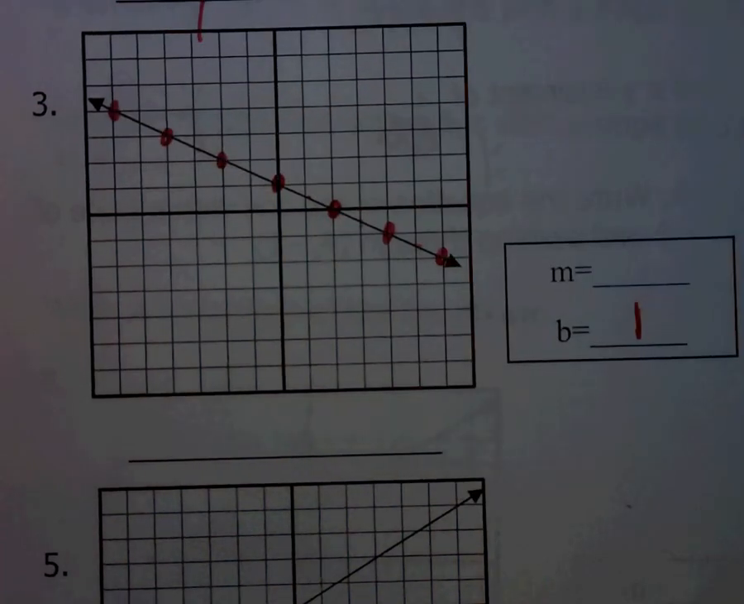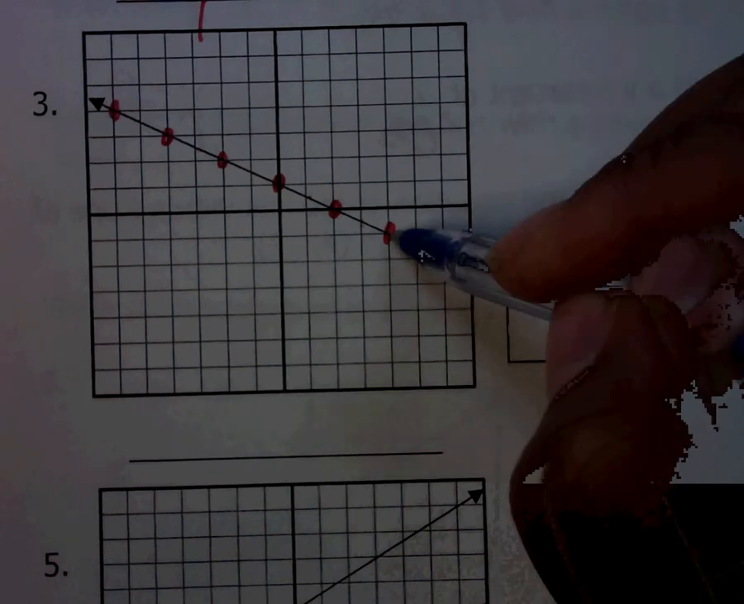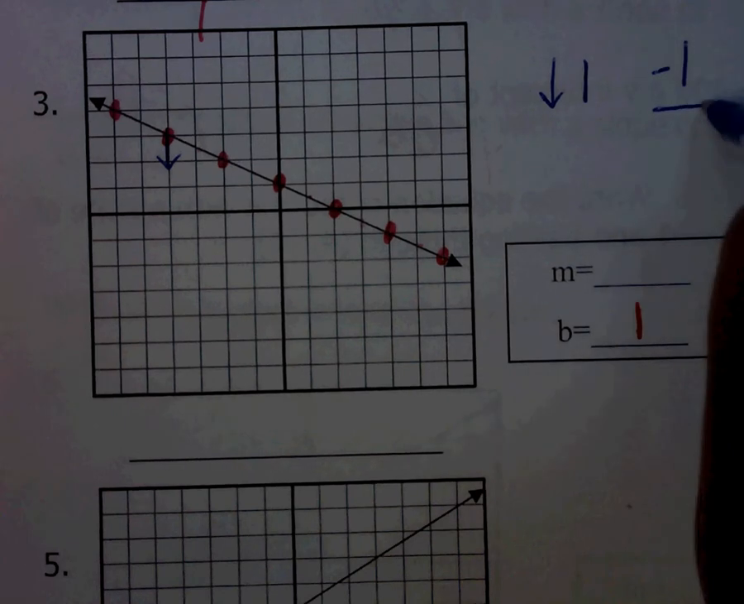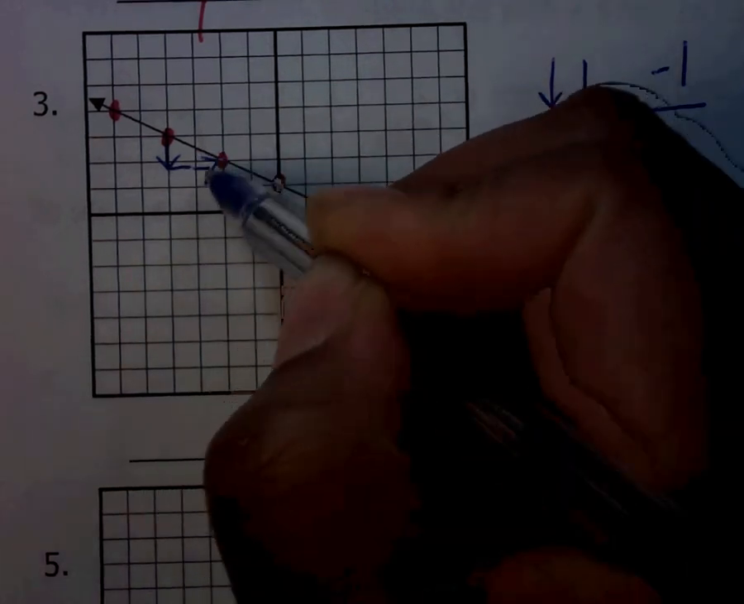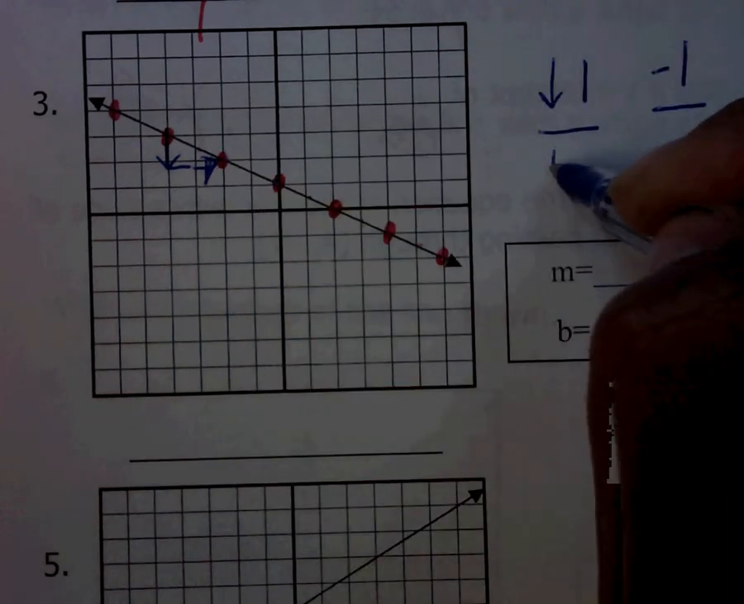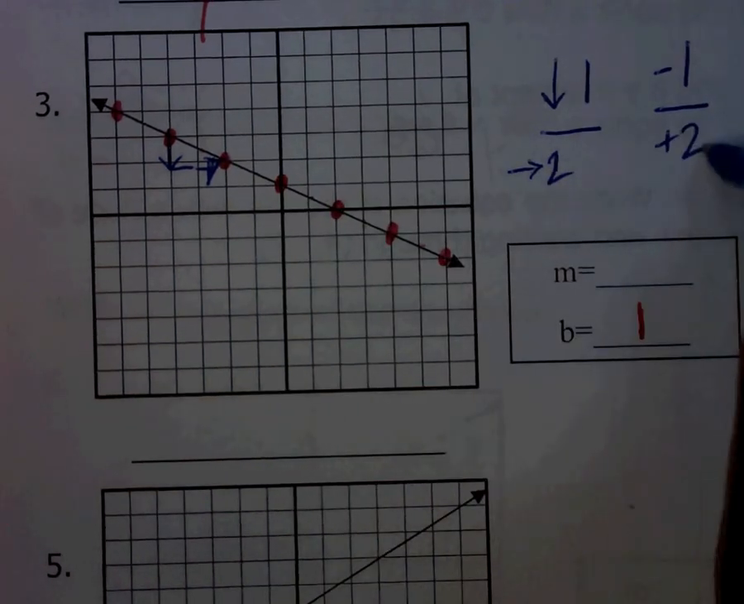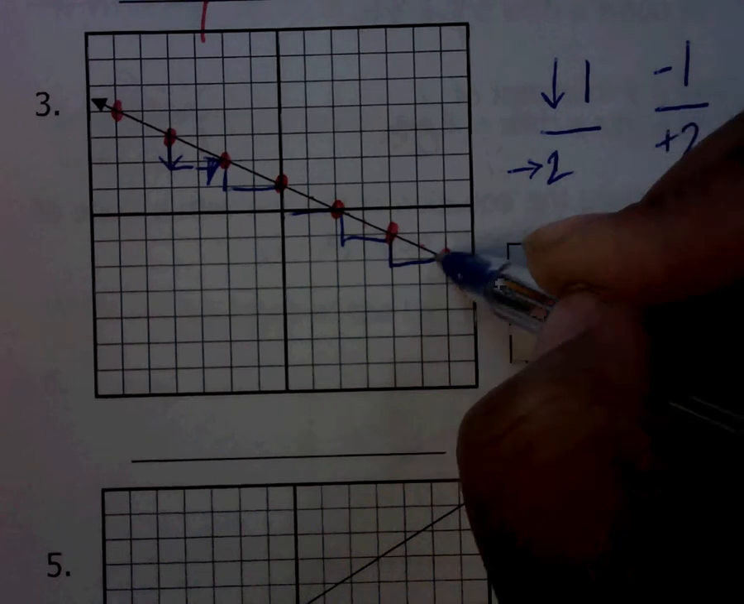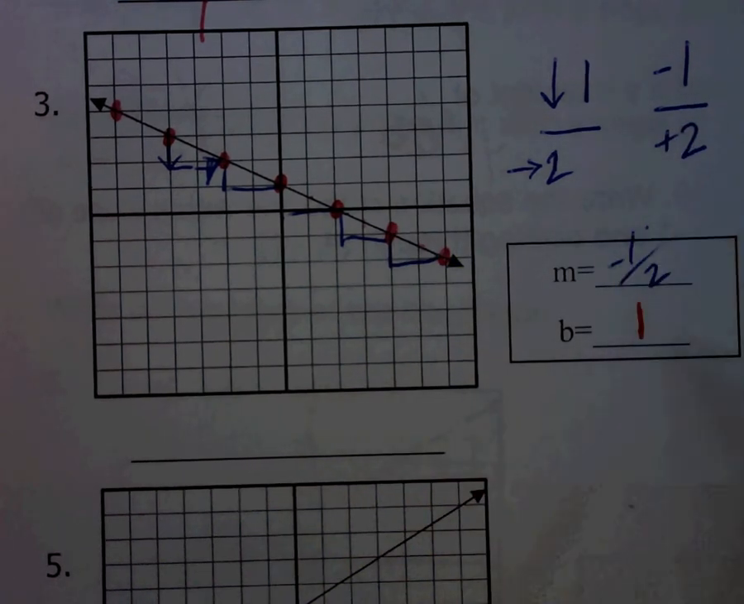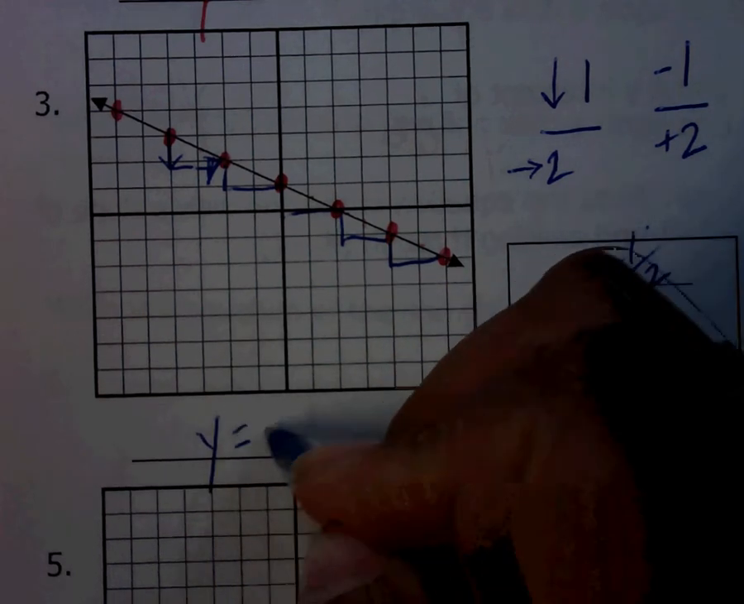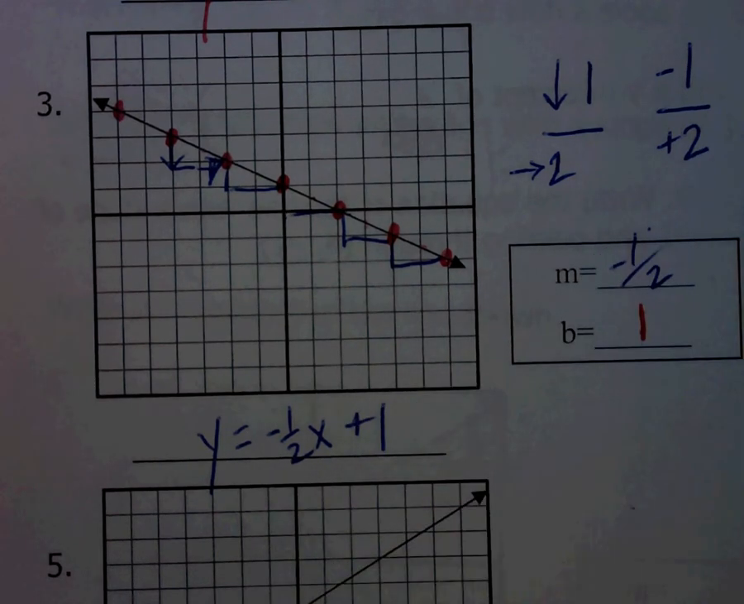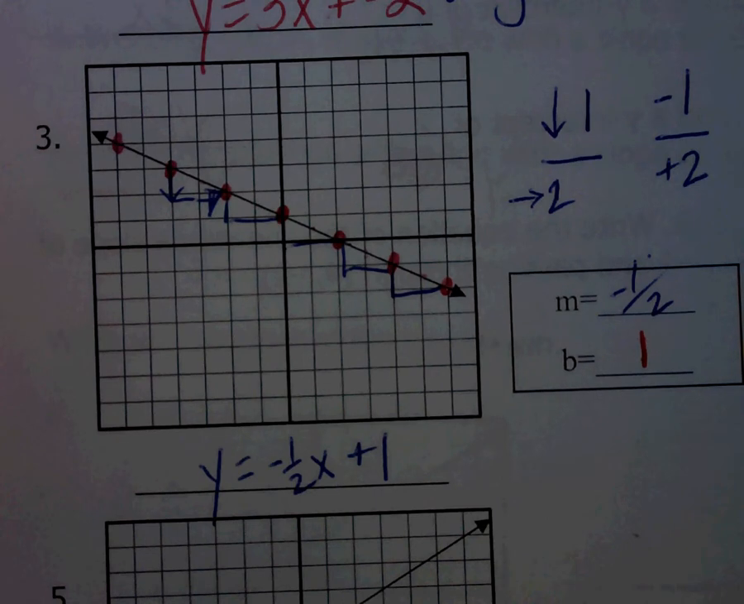Now we count and find our staircase between each set of points. I am going to go down one. That means negative one over to the right two. That means plus two. Down one, right two. Down one, right two. Down one, right two. I did it correctly. I know my slope now is negative 1/2. Therefore, y equals negative 1/2 x plus 1. I'll do one more.